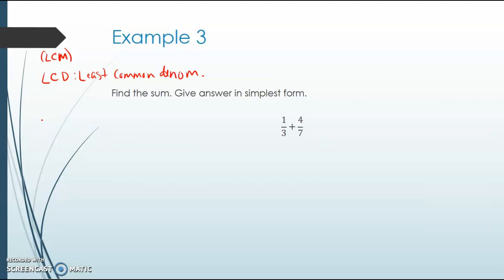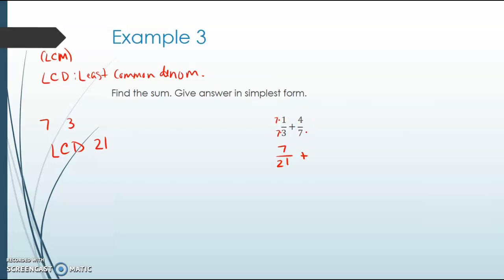So for 7 and 3, our LCD is going to be 21. Because 3 doesn't multiply to 14, which would be our number below 7. And so then from there, I need to figure out, well, what do I multiply 3 by to get to 21? So I multiply 3 by 7. And if I multiply my denominator by 7, then I have to multiply my numerator by 7. So then that gives my 1/3 becomes a 7/21 plus, and then I do the same thing with my 4/7.